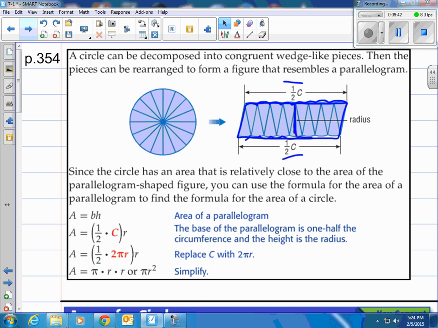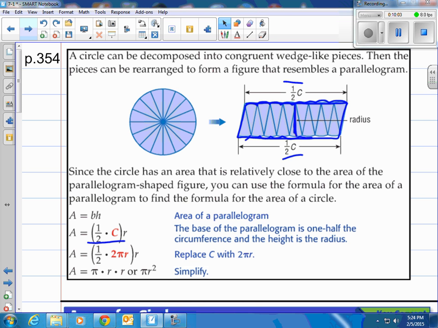So we have half the circumference. We also have the radius here. Take a look at what they've done. They take the base. And what is the base? You can see here the base is going to be this piece. It's going to be 1/2 times the circumference, or half of the circumference. And they're going to multiply it by the radius.